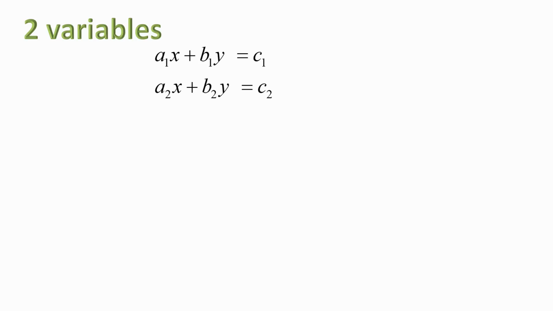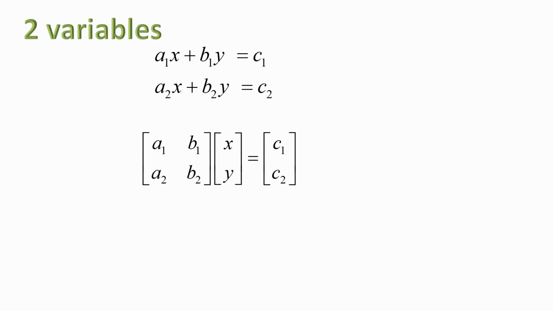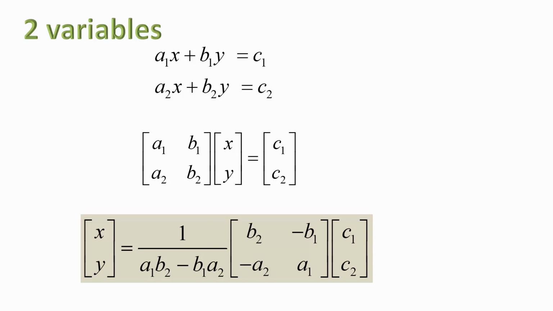If we just quickly recap that, here are our 2 simultaneous equations in the general form. We can write that in matrix form, as shown, and solving that matrix equation, we get the solution for variables x and y. If you've seen the second video, you might recall that the denominator a1b2 minus b1a2 is the determinant of the matrix, and that the solution only exists if the determinant is not 0.